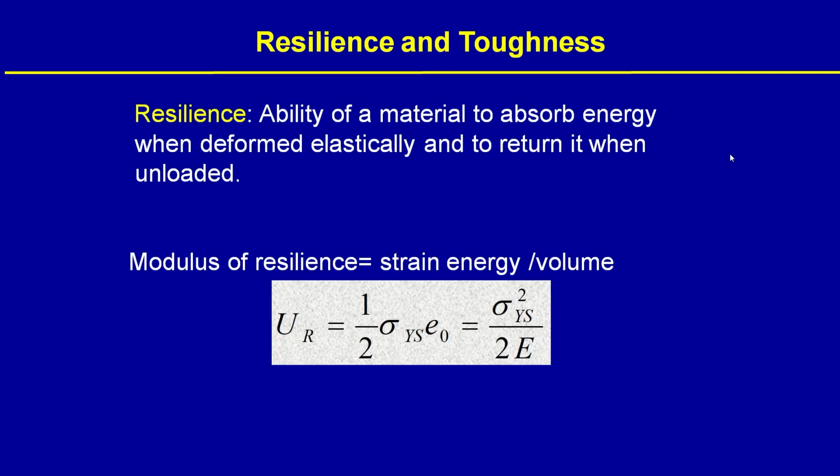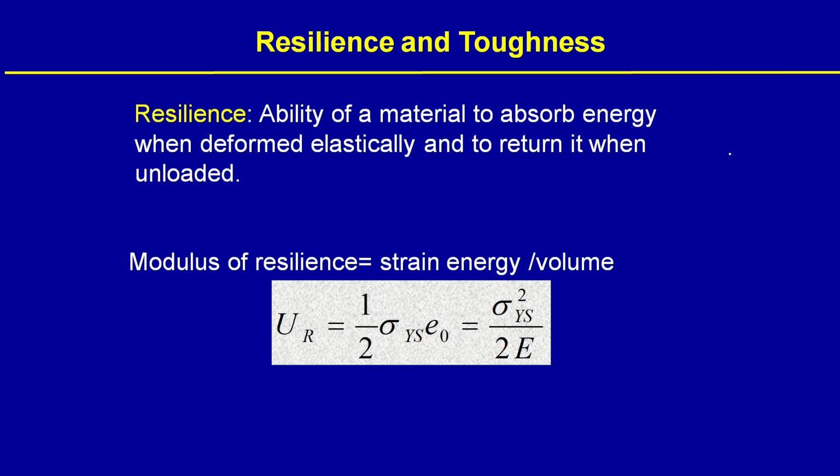Well, there are many other parameters which you also need to consider. Energy absorbed by a material during deformation is very important, because that is what tells you how much energy it can absorb before it fractures. So, there are two parameters for that. One is called resilience, that is the ability of a material to absorb energy when deformed elastically, and it will return to its original shape and size when you unload. That is called modulus of resilience.